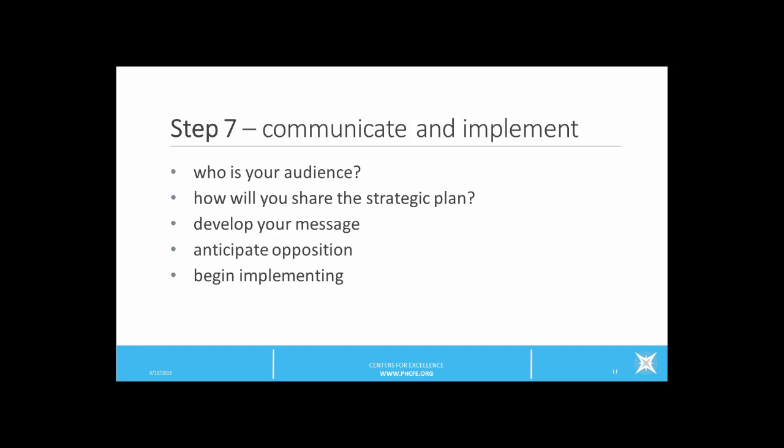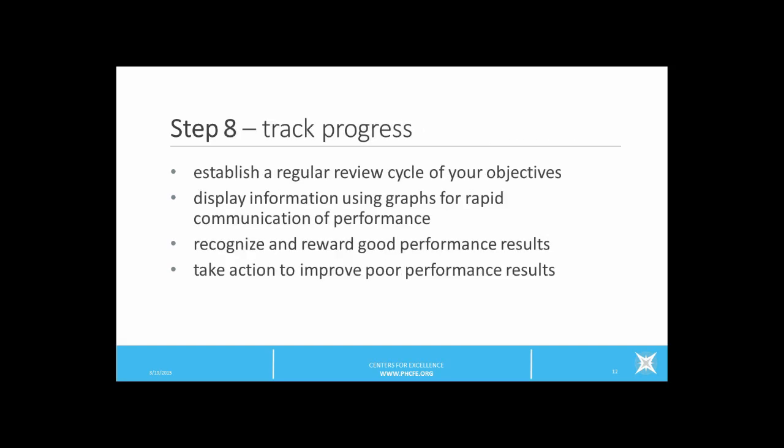Now it's time to implement your strategic plan. Once you have begun to carry out your plan, you will want to know if activities are being implemented and whether you are heading in the right direction. Measures provide evidence of what reality is. Set up a regular review cycle and let everyone know well in advance of the coming topics. Analyze using graphs for rapid communication. Recognize and reward good results, and take action to help improve poor performance.